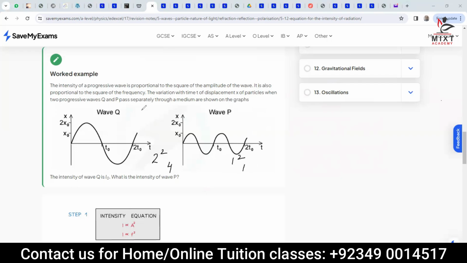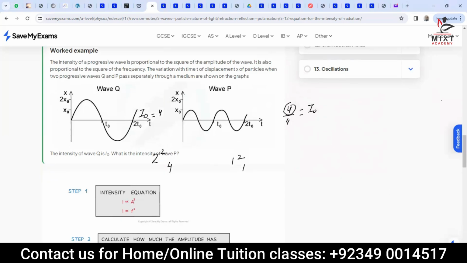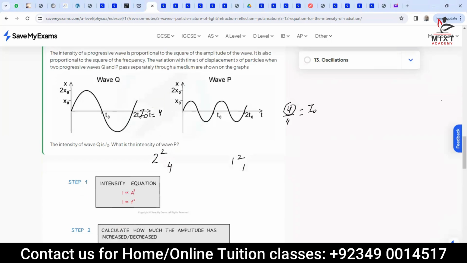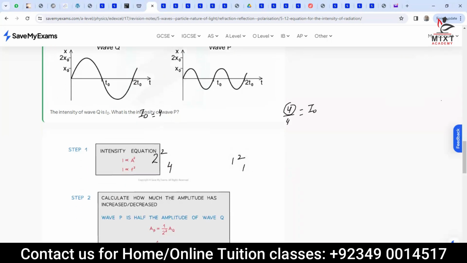Now you tell me if the intensity is given as I naught, what will be the intensity of P? If I naught is equal to 4, what is the intensity of P? 1 over 4. Now instead of 4, I can place I naught, because that's what the question says. So that's what I was telling you. It's 1 upon 4 of I naught. Now do you understand?